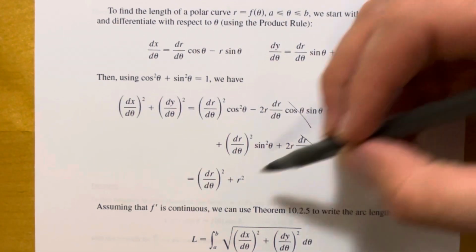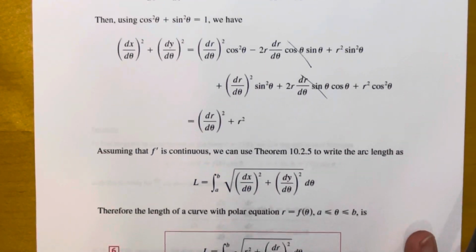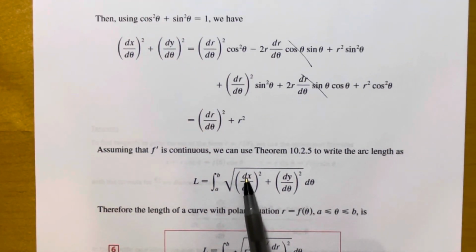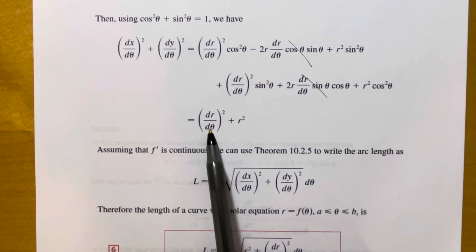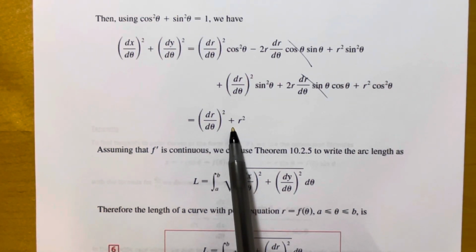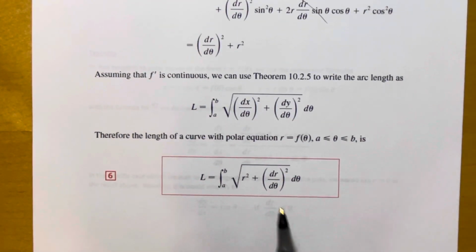So all of this junk simplifies to something much, much simpler looking. What that tells me is that when I want to find the arc length of that curve, the (dx/dθ)² plus (dy/dθ)² under this radical can be swapped out for this. This is in polar, and this becomes my new arc length formula: the integral from a to b of the square root of r² plus (dr/dθ)² dθ. Okay?